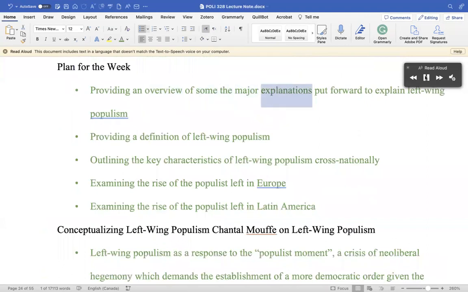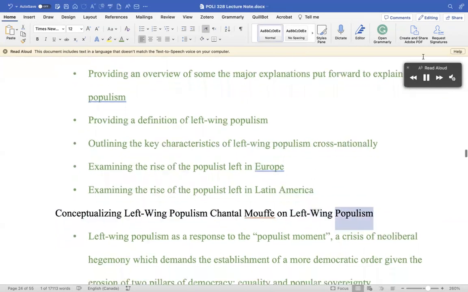Plan for the week: providing an overview of some of the major explanations put forward to explain left-wing populism, providing the definition of left-wing populism, outlining the key characteristics of left-wing populism cross-nationally, examining the rise of the populist left in Europe, examining the rise of the populist left in Latin America, conceptualizing left-wing populism.